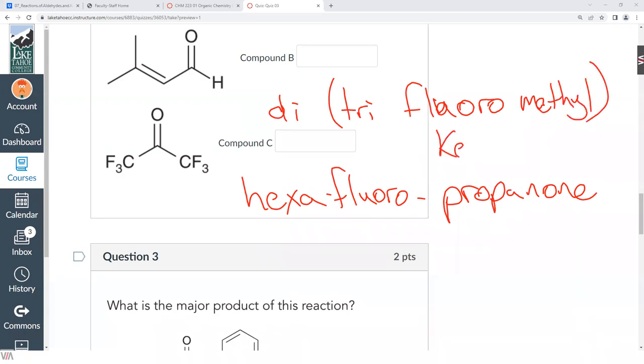Ketone. That's right, Chris. Yeah, so that works. If you have a trifluoromethyl group on either side of a ketone, you could name it di-trifluoromethyl ketone. It's not wrong. It's just the old school way of doing it, where you name each side of the ketone as though it was a branch. So it's less common at this point.